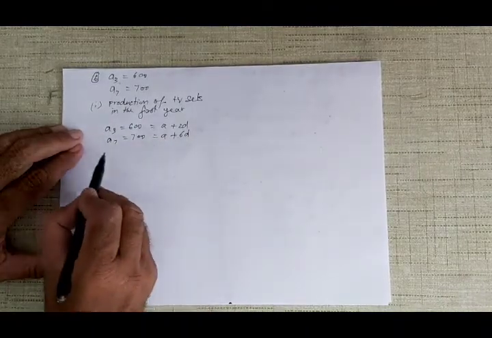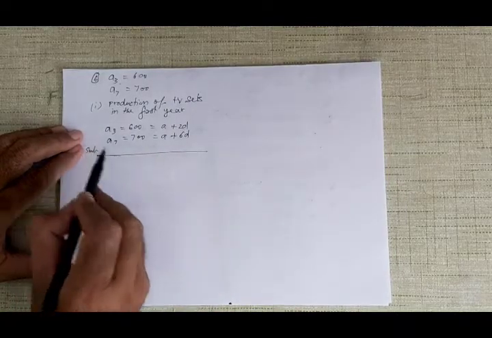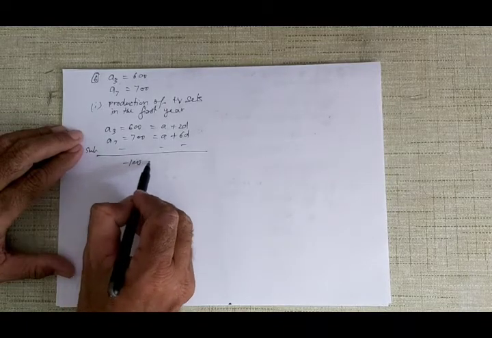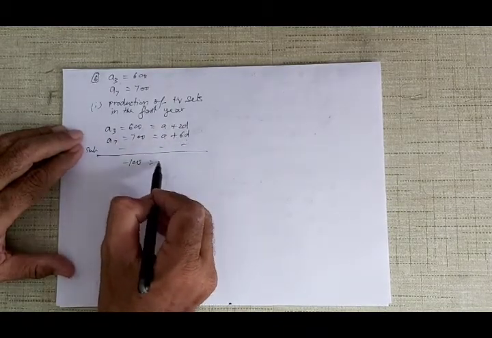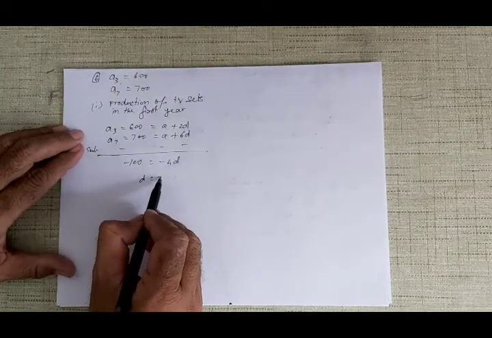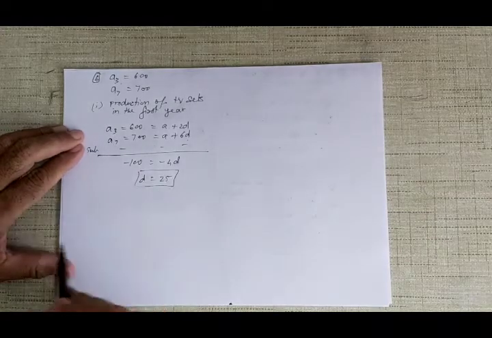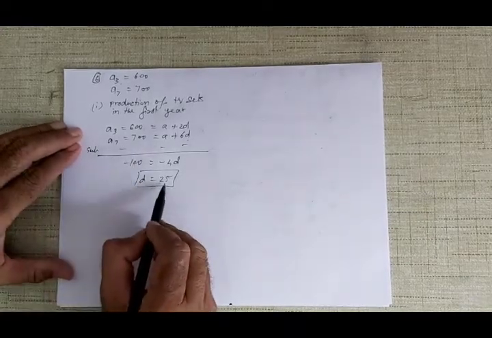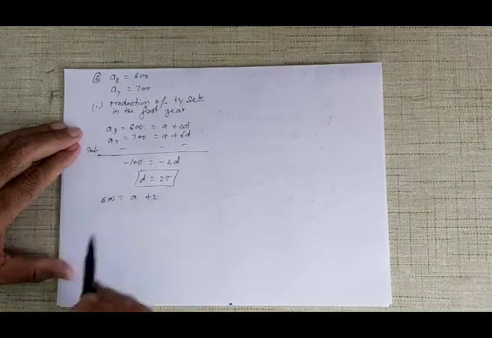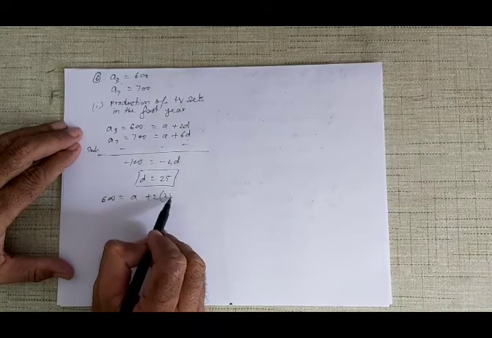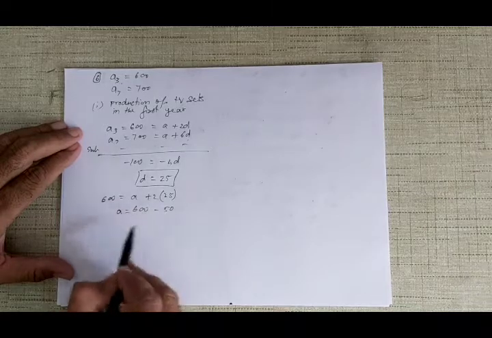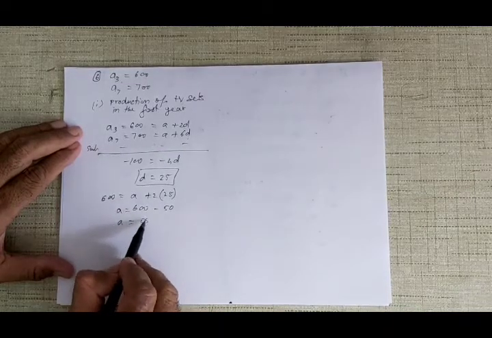Alright? So now if you subtract them, इसको अगर subtract करता हूँ, 600 minus 700 is minus 100. A will cancel out. 2D minus 6D is minus 4D. Okay, so D is equal to 100 divided by 4 is 25. So D की value 25 आ गई. Now if you got D, now you use any one. 600 is equal to A plus 2 into D. D is 25. 25 2s are 50. So A is equal to 600 minus 50. So therefore A is 550.